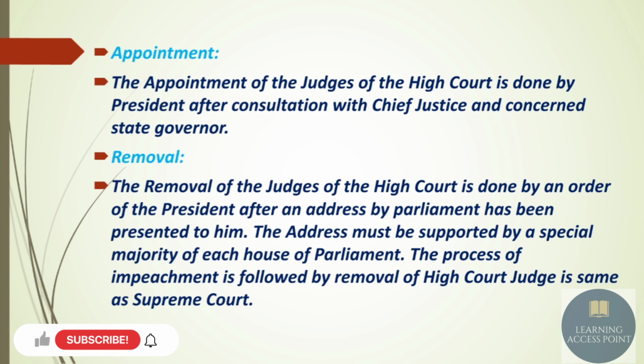Appointment in the case of High Courts. The judges of the High Court are appointed by the President after consultation with the Chief Justice and the concerned state Governor. Removal: the judges of the High Court are removed by an order of the President after an address by Parliament has been presented to him. The address must be supported by a special majority of each House of Parliament. The process of impeachment followed for removal of High Court judges is the same as for the Supreme Court.